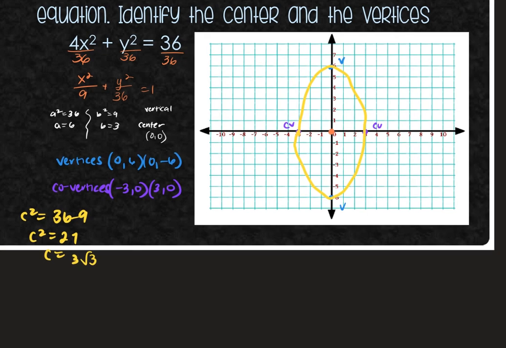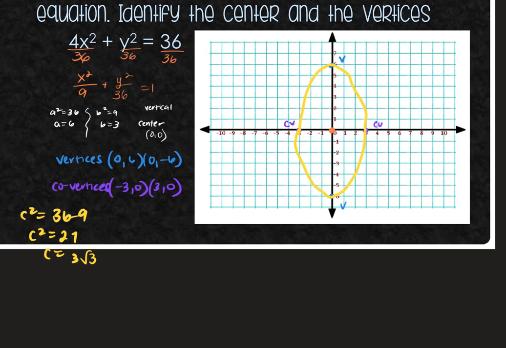And if I wanted the coordinates, because it's vertical, I'd add it to the y of my center, which was 0. So the foci would be 0, and then you can usually do plus or minus 3 root 3, but it could have also just been 0, negative 3 root 3, and 0, positive 3 root 3.